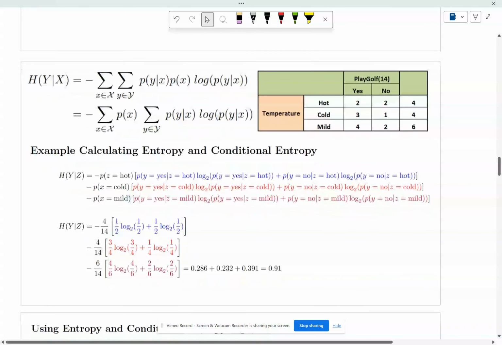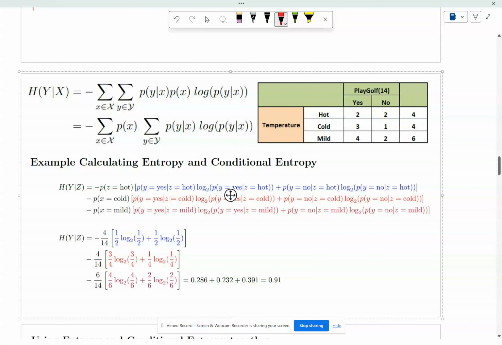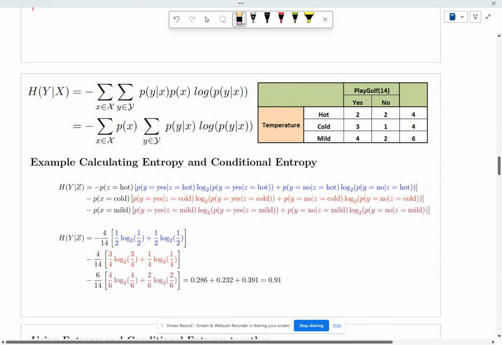Okay, so now we want to calculate the conditional entropy. We'll start with x and this time y, right? So temperature, given that temperature is hot, then what's the probability of yes, and what's the probability of no? And then we do hot, given that it's hot, and then given it's cold. So we did hot, now it's cold.